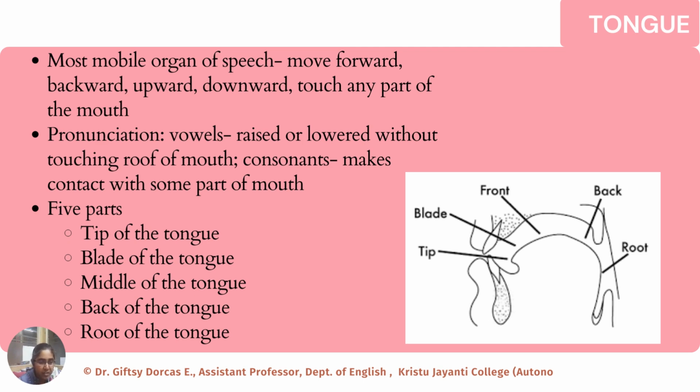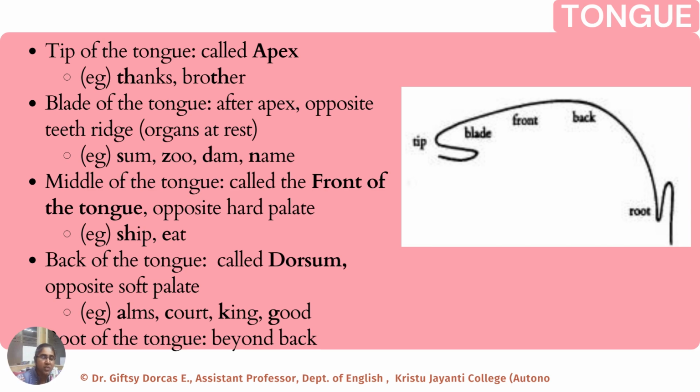So the tongue has five parts. They are the tip of the tongue, blade of the tongue, middle of the tongue, back of the tongue, and the root of the tongue. So let's see a description of each in this slide. The tip of the tongue is also called the apex, and in words like thank, brother, the th sound is produced using the tip of the tongue. Next is the blade of the tongue. It is located after the apex, and it is opposite to the teeth ridge, and the sounds s, z, d, n are produced using the blade of the tongue.